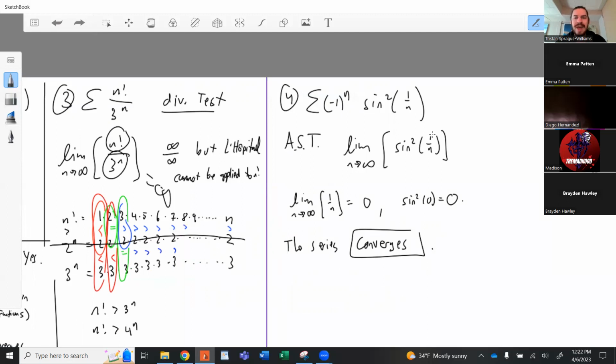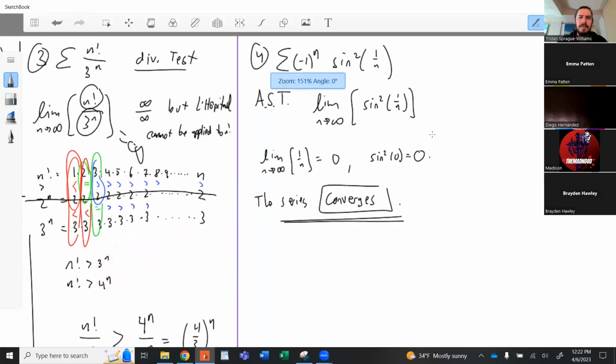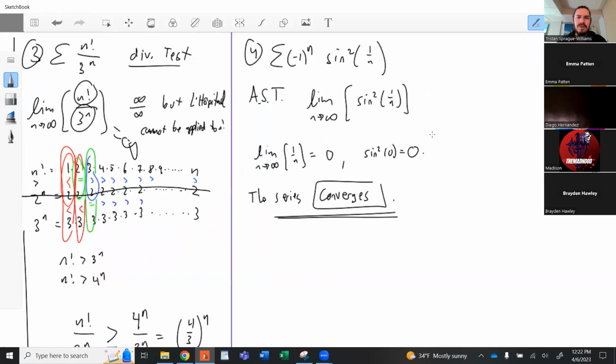If it hadn't been an alternating series, then I think this would have been inconclusive, right? Because we basically would have been doing the divergence test, and getting 0 is an inconclusive answer. So the fact that it's alternating was very important there. So now we're going to think about absolute convergence.